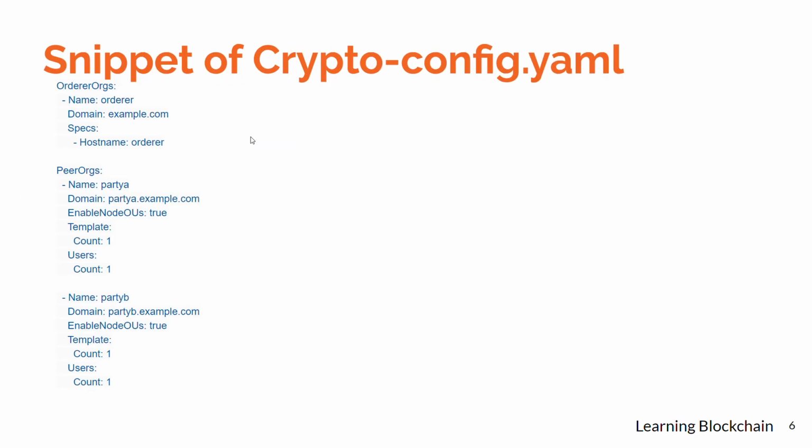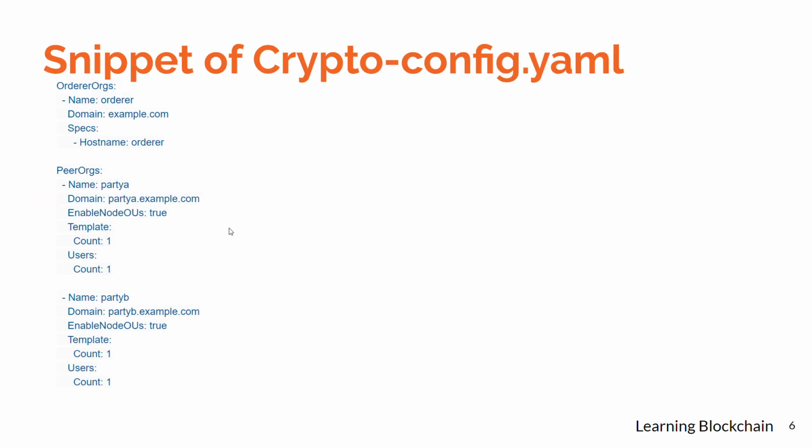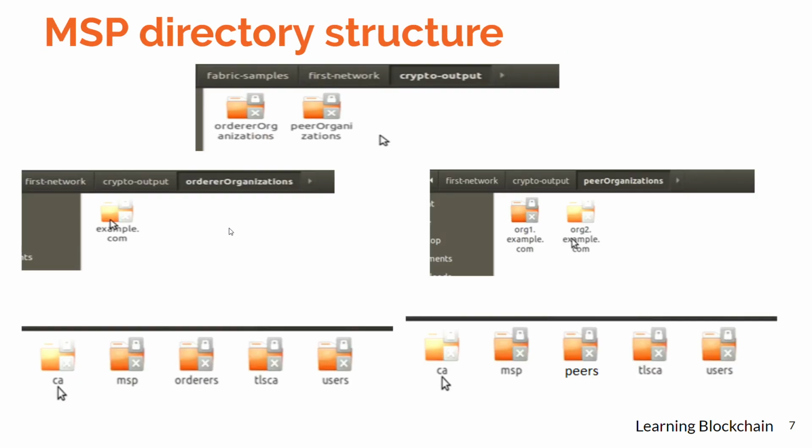There is orderer orgs that you can see, and another is peer orgs. So under crypto config or crypto output, two folders will be created according to that. There are order organizations, and next will be the peer organizations according to the naming convention. And on the left hand side, if you go under the order organizations, another folder will be created, which will be exactly the domain name which you have given inside that Crypto-config.yaml file. So under the order organizations, you can see there is a domain called example.com, and exactly this example.com has been created.